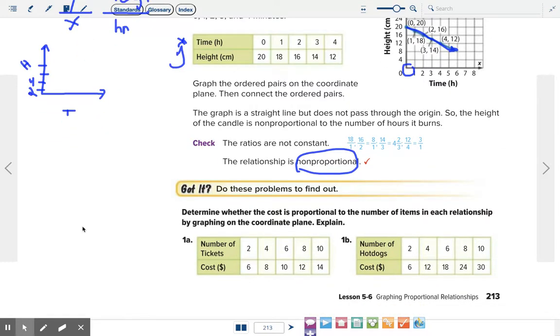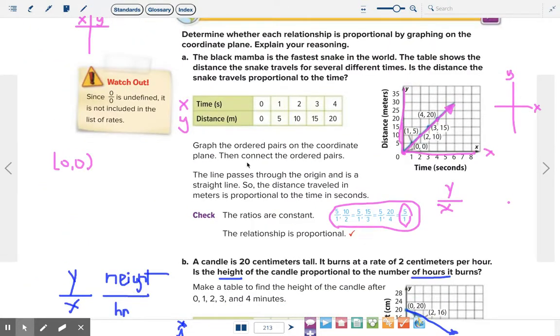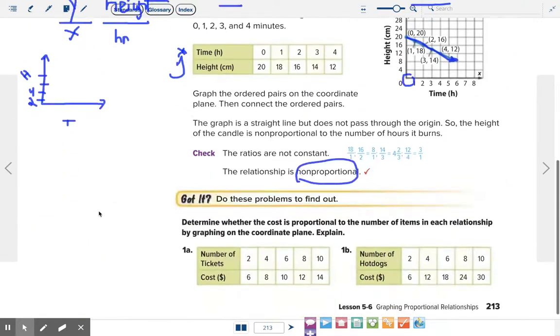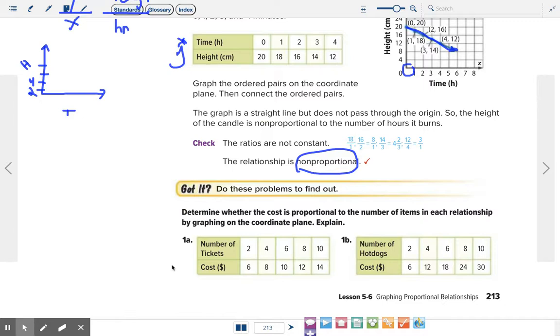Okay, what I want you to do is you are going to try 1A and 1B. On these, they already give you the table on both of these. So they're similar to this example A that we did together, okay? But you're going to try both of these. It says determine whether the cost is proportional to the number of items in each relationship by graphing on the coordinate plane and explain. So you're going to graph it, and your final answer is telling me yes, it's proportional or non-proportional. Okay, so pause the video and try those, and then I'll go over it with you.